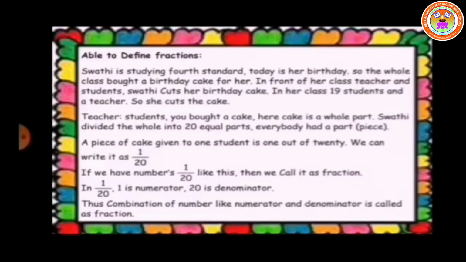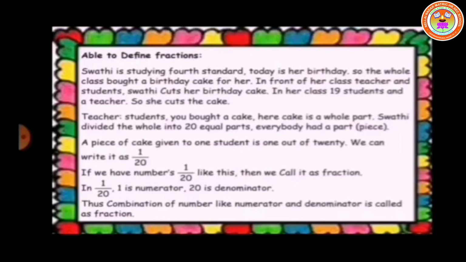Teacher said, "Students, you bought a cake." Here, cake is a whole. Swati divided the whole into 20 equal parts. Everybody had a part. A piece of cake given to one student is 1 out of 20. We can write it as 1 divided by 20.